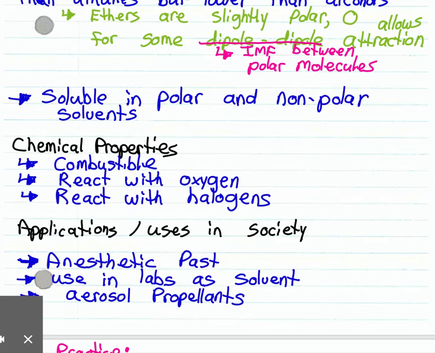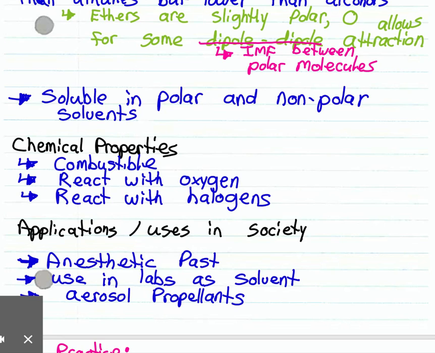Because it has some polar and nonpolar features, it's used in labs as a solvent because we can dissolve things in ether that we cannot dissolve in water. And it's also used in aerosol cans as a propellant. So something like hairspray, spray paint, etc.